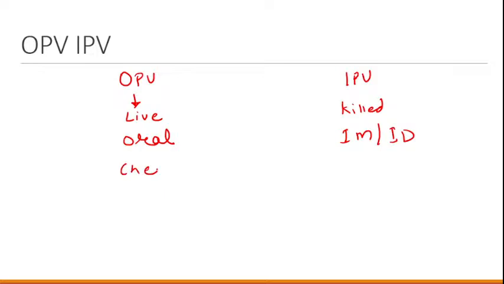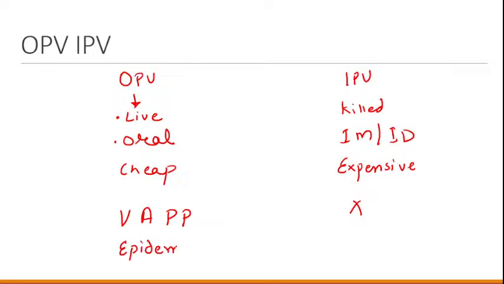So this is a cheap vaccine. This is an expensive vaccine. Now, if I am giving something live, what if there is some mutation? So OPV may lead to vaccine associated paralytic polio, whereas IPV will not lead to vaccine associated paralytic polio. OPV is easy to give orally, so it is used for epidemic control, whereas IPV is not used for epidemic control.